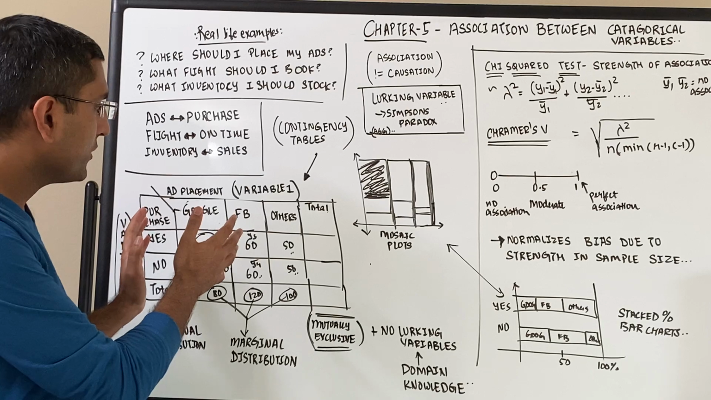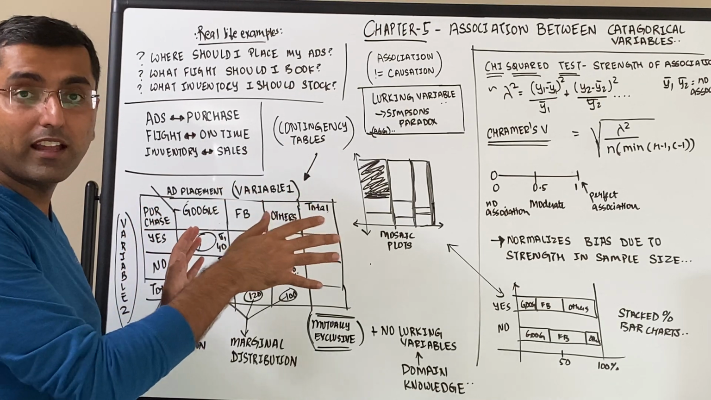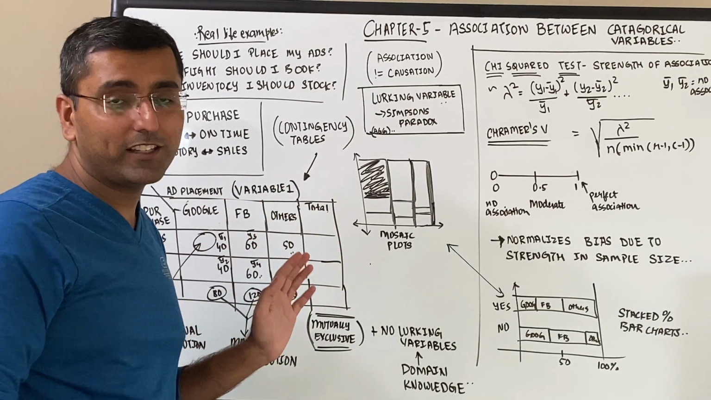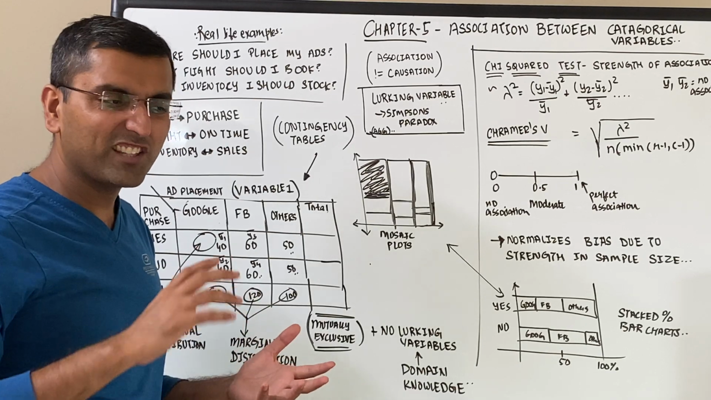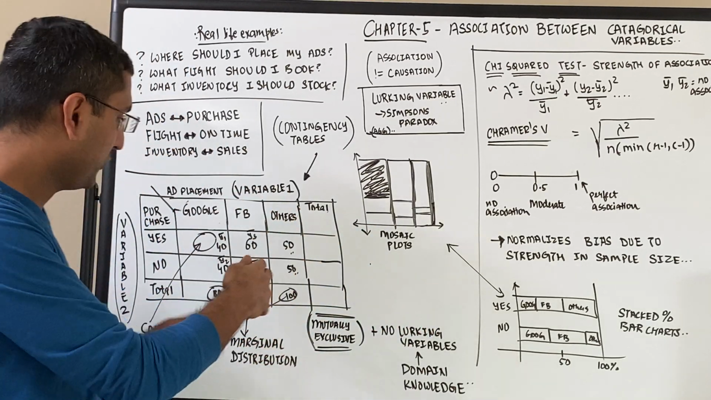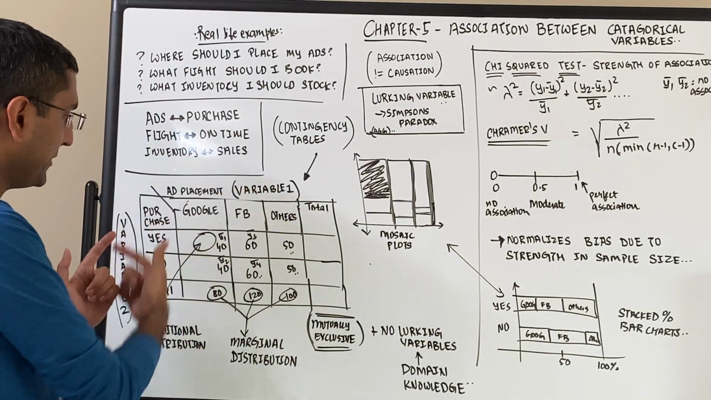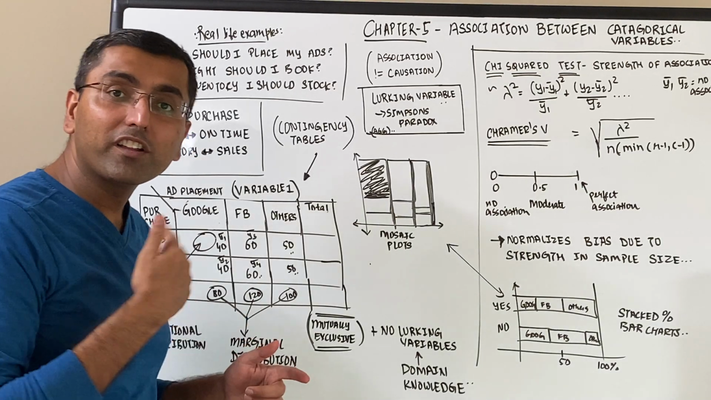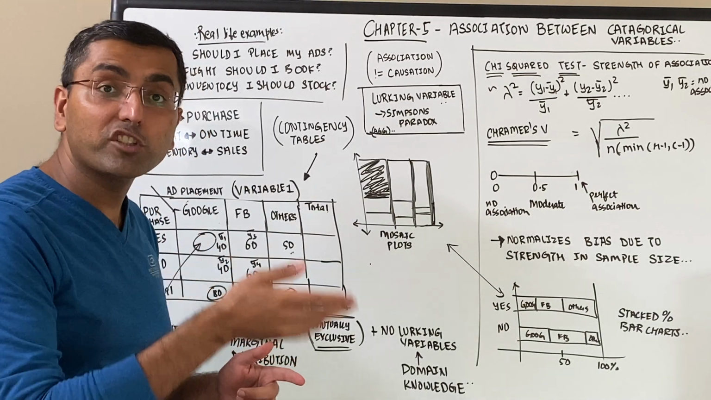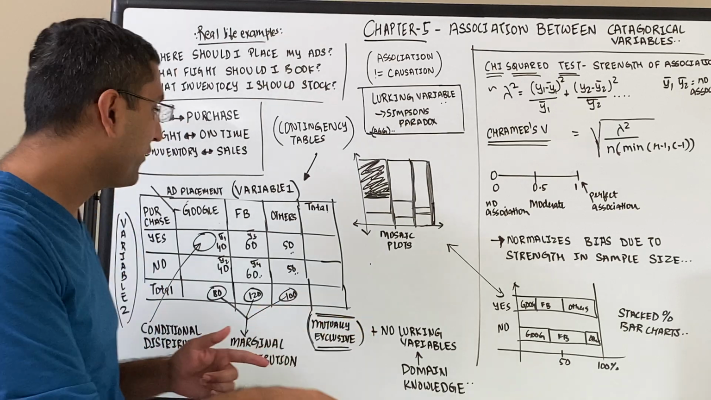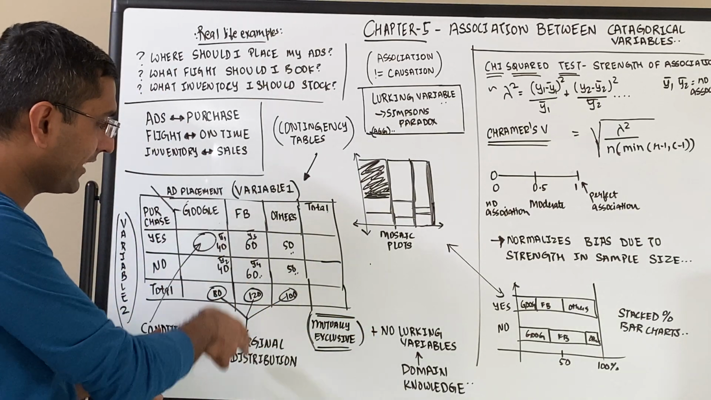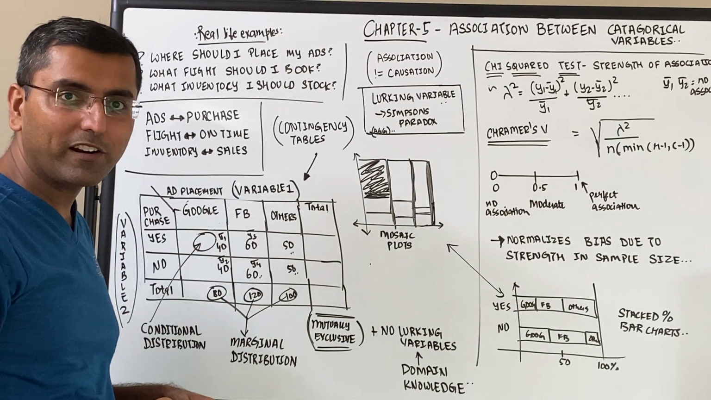So Cramér's V and chi-square are good, but only work if there are no lurking variables, no confounding variables, no third variable that's actually affecting this. You've looked at these two variables, ad placement and purchase, but there could be a third one, which is conversion or loyal conversion. You could find out that Facebook maybe does poorly in that, and then you probably want to go down the Google route.